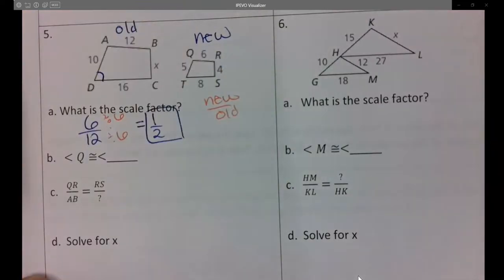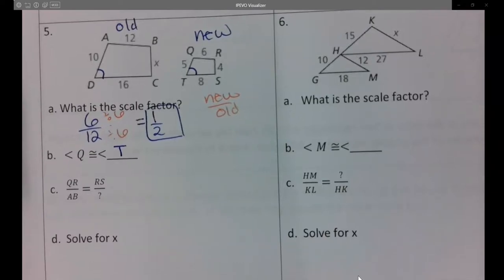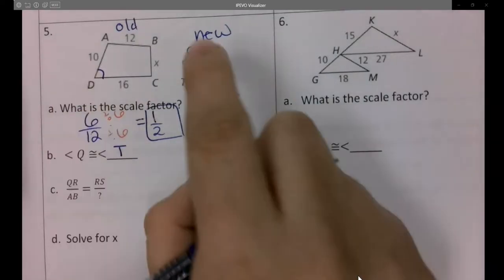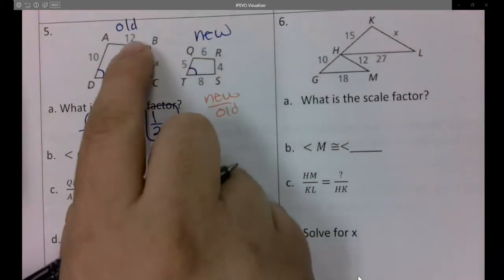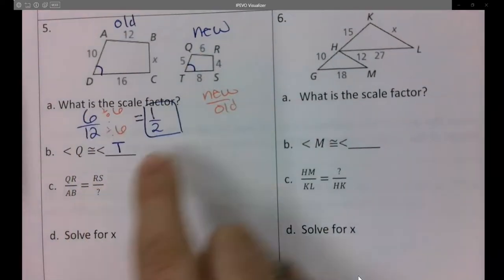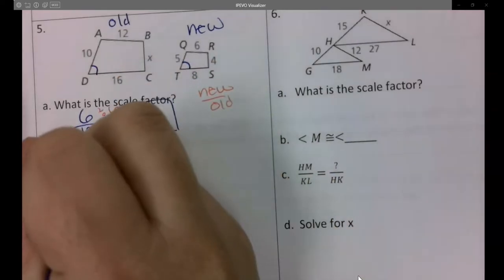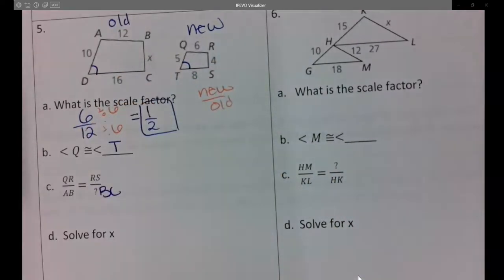B is asking me what angle Q is congruent to, so where this angle matches up to. If I look at my other shape, it matches up to this T over here. So I want to fill in this blank with a T. C is saying QR is to AB, so the side QR matches up to AB. RS is going to match up with this side over here, BC.